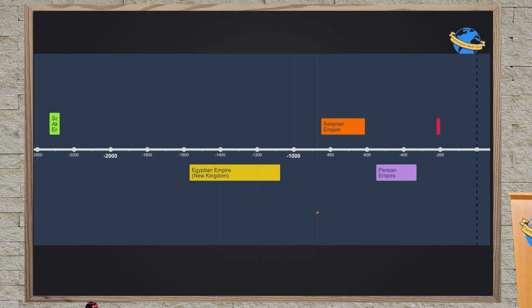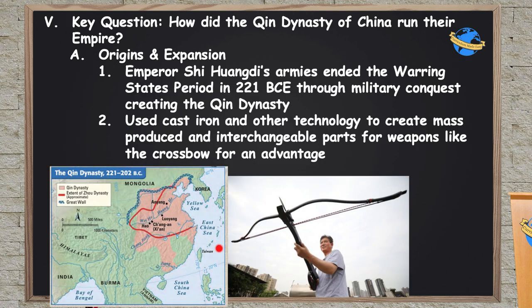So while the Qin dynasty, the Chinese empire, is geographically separated from the areas we've been talking about, chronologically, they're not too far away from the end of the Persian empire. Though again, there would have been no contact between these because they're just so far apart. So here you can see a map of the Qin dynasty at its greatest extent.